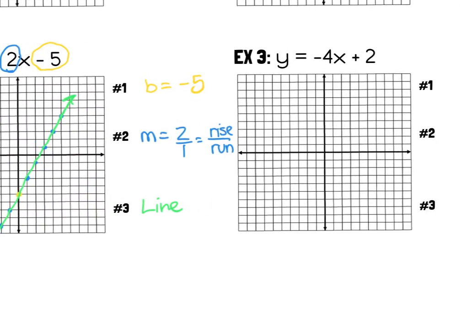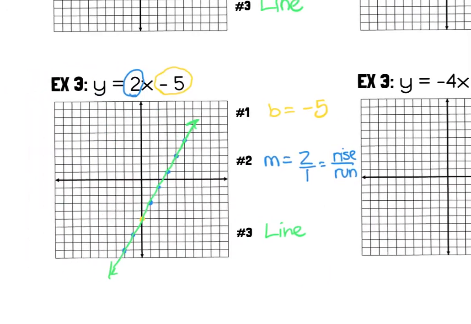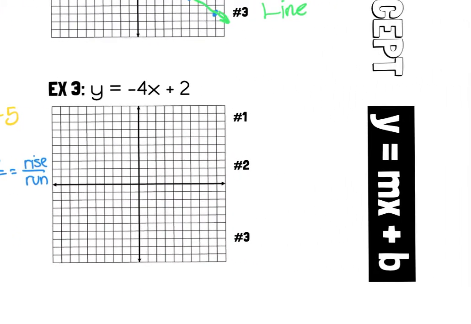All right, last example. Oh, they're both example 3. Look at that, Spear. Good job.